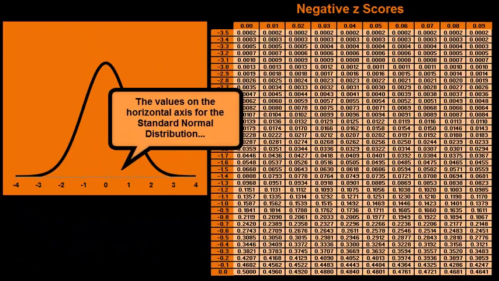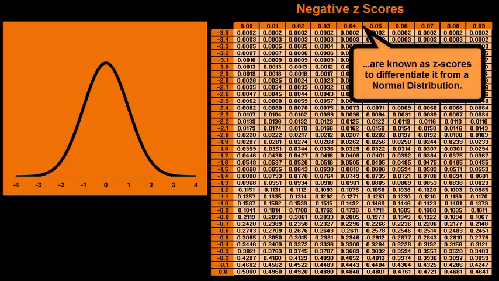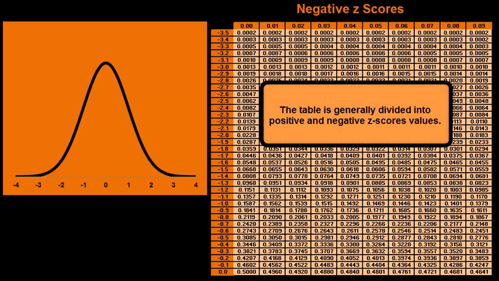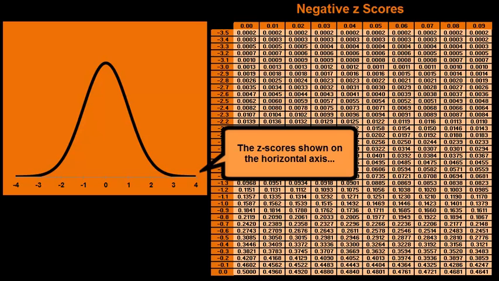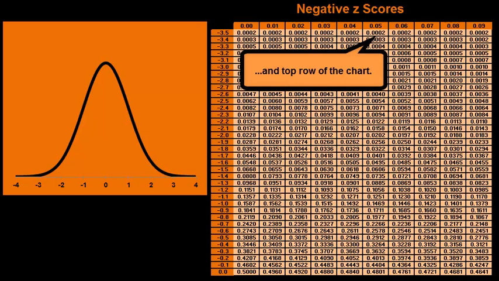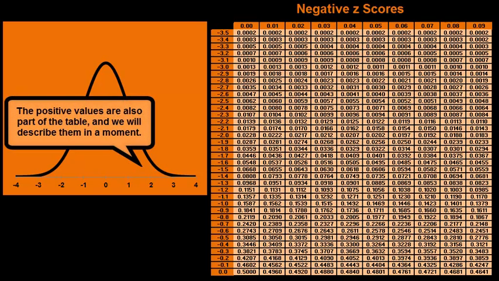The values on the horizontal axis for the standard normal distribution are known as z-scores to differentiate them from a normal distribution. The table is generally divided into positive and negative z-score values. The negative values are values to the left of 0. The z-scores shown on the horizontal axis are the first column and the top row of the chart. The positive values are also part of the table, and we will describe them in a moment.